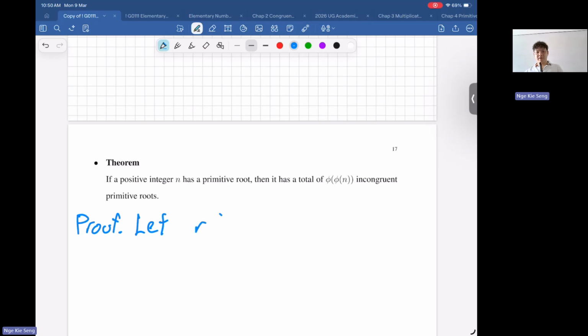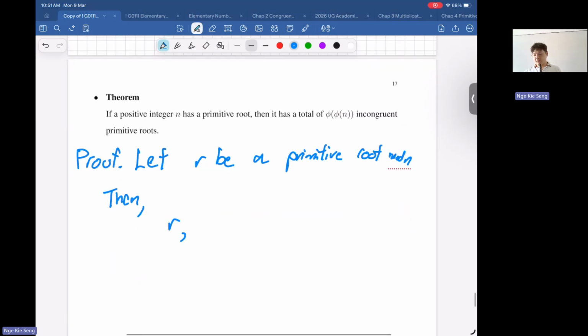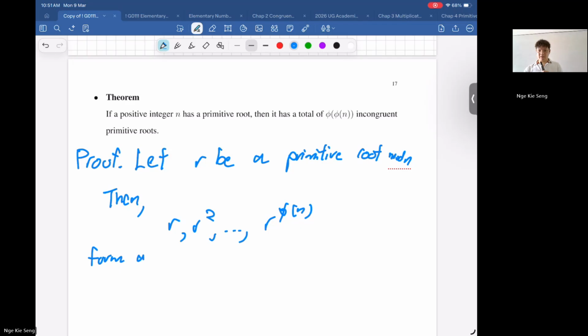Let r be a primitive root mod n. Then you really only have phi(n) candidates to choose from. Phi(n) of them. But then you want them to be primitive roots. So just now, this forms a reduced residue system.